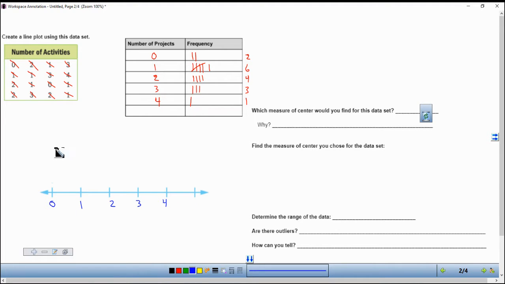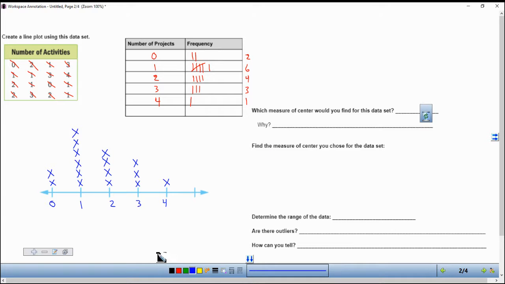All right, now we're going to put our data points here. There's 2 zeros, 6 ones, 6 ones, 3, 4, 5, 6. 4 twos, 1, 2, 3, 4. 3 threes. Mine are a little crooked. I apologize for that. And 1 four.